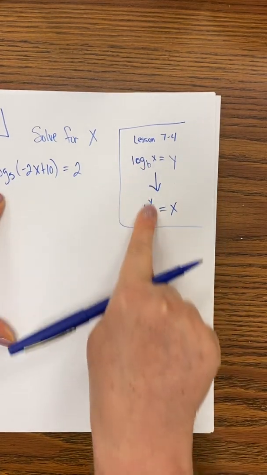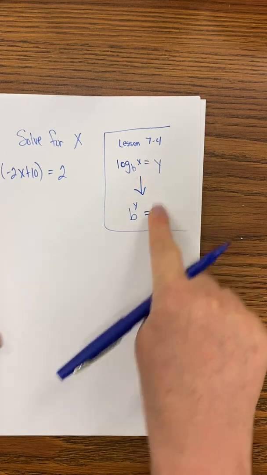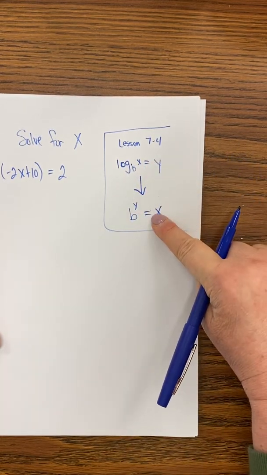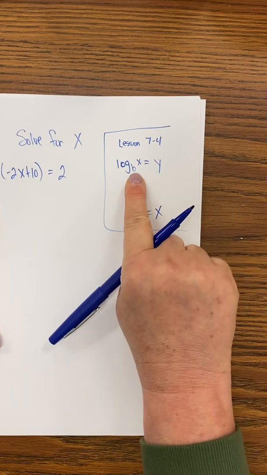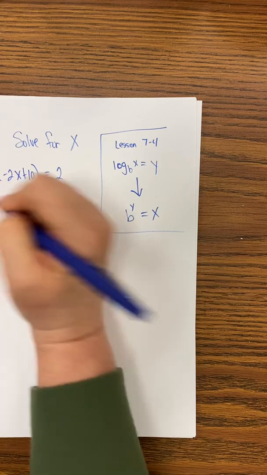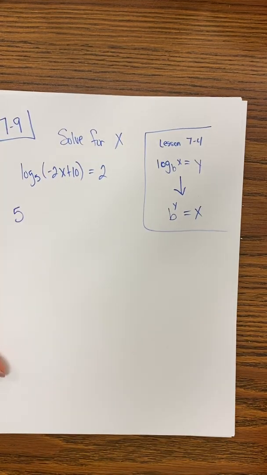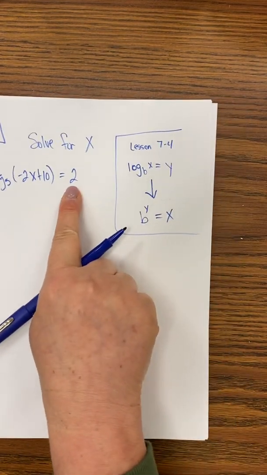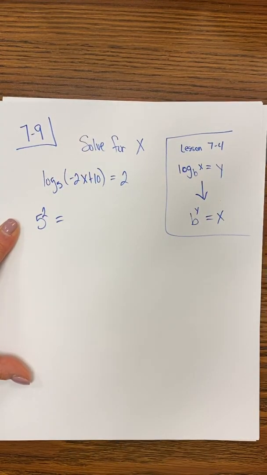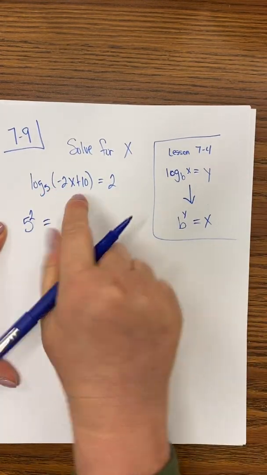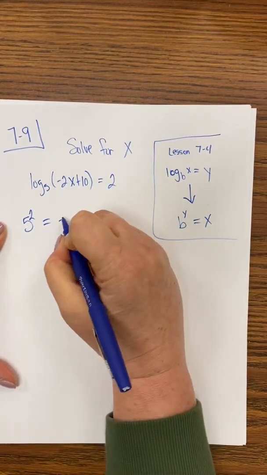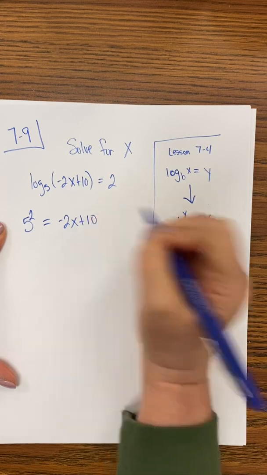So look at this to follow how to go from logarithmic form to exponential form. You start with your base, which is your b, which is this number right here. That goes there. That's your base. Then your y, which is what's equal out here, that's your exponent. And then what's in parentheses is your x. So that goes on this side: negative 2x plus 10.